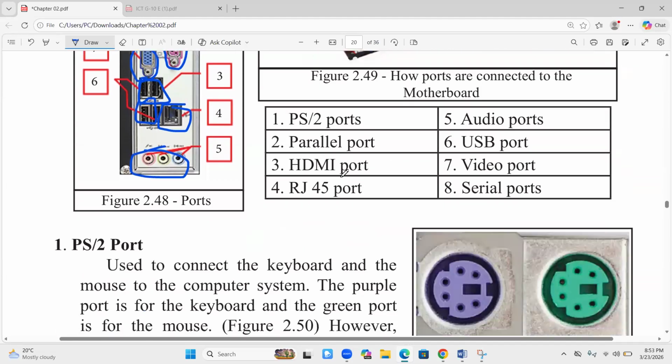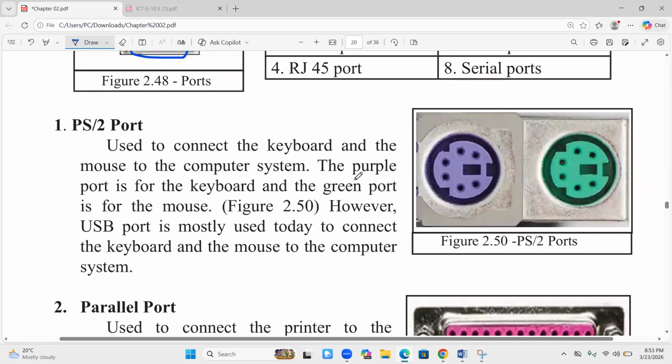So we'll see one by one the devices which can be connected with these ports. The first one is PS2 ports. There are two colors. Can you see the two colors? What are the colors here?